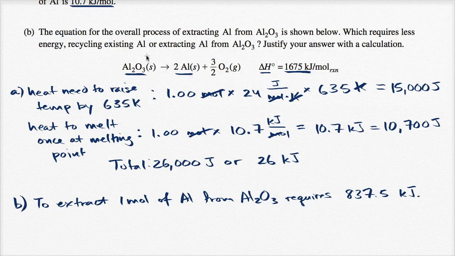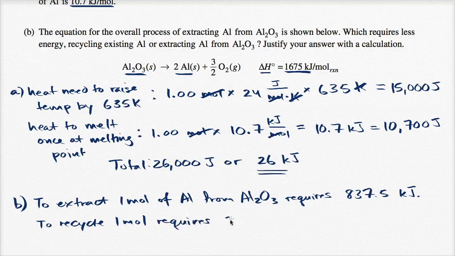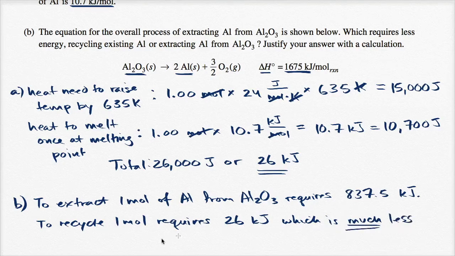Which requires less, recycling existing aluminum or extracting it? Well, to recycle 1 mole requires, we just figured out, 26 kilojoules. Everything here is in kilojoules, which is much less energy. And we are done.